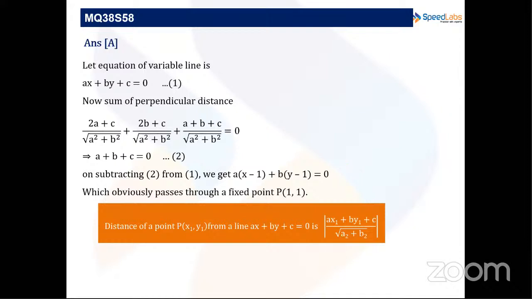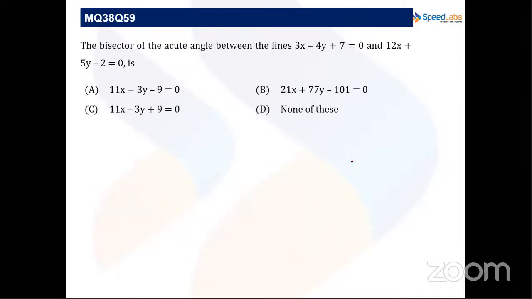Now moving to the next question. The bisector of the acute angle between the two lines 3x minus 4y plus 7 equals to 0 and 12x plus 5y minus 2 equals to 0. See, we are having the two lines. Let's say this and this. So, what property the bisector will hold?